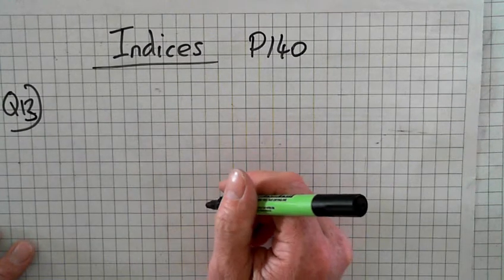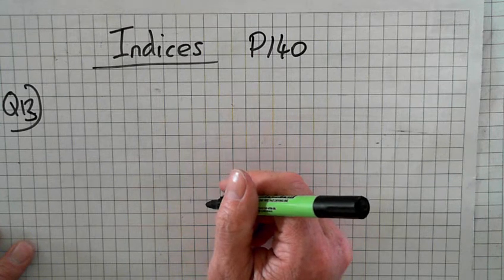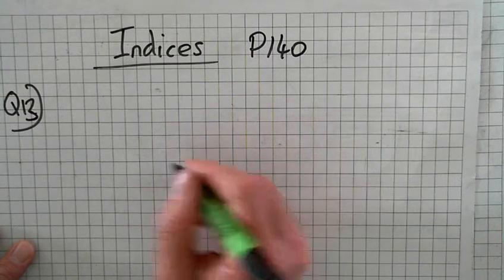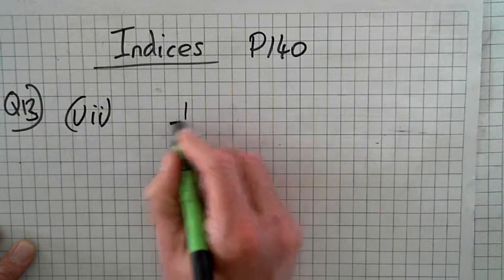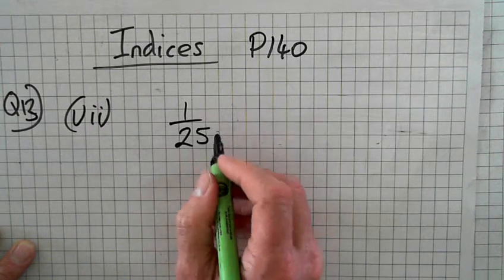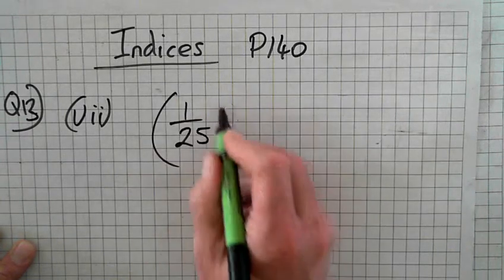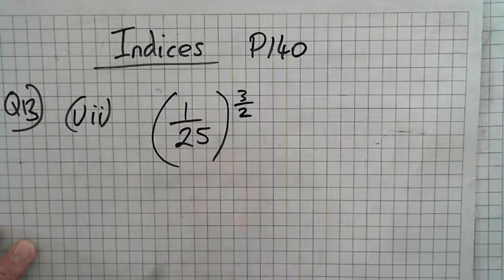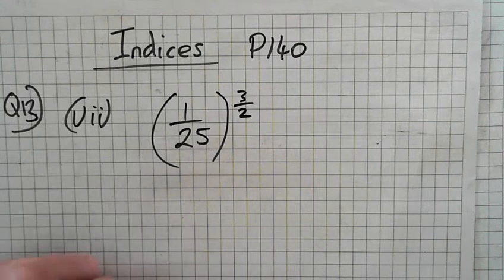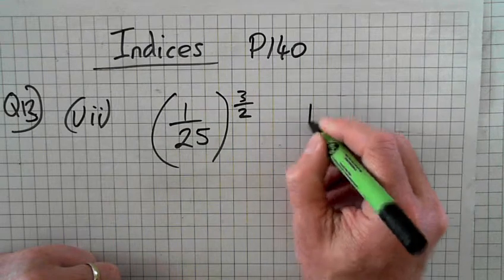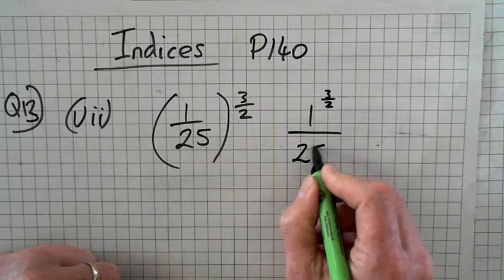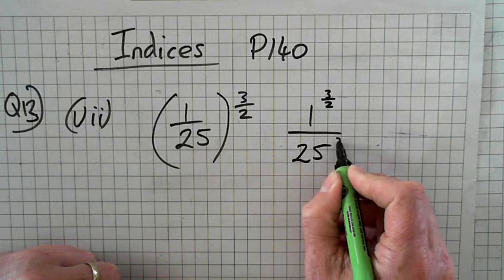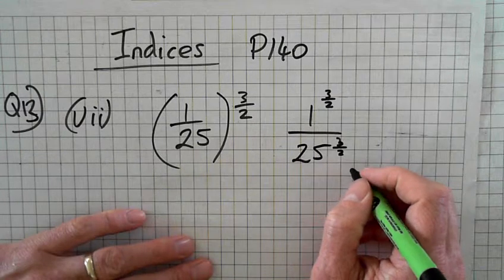Alright, now we go a step further. If I have 1 over 25, to the power of 3 over 2. Now remember in this step, I can break it up, so I can write down 1 to the power of 3 over 2 over 25 to the power of 3 over 2.